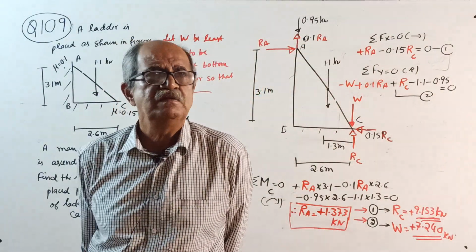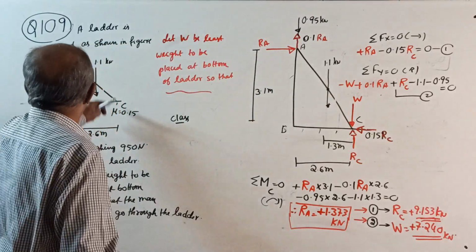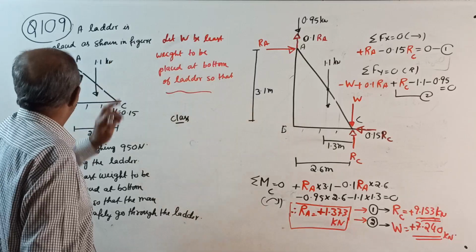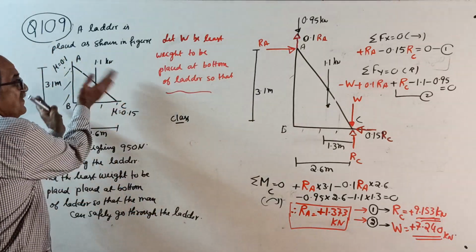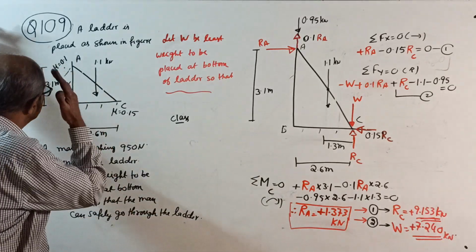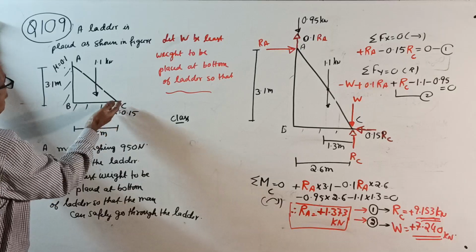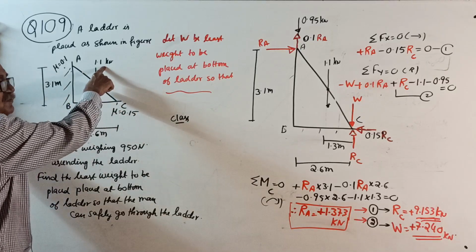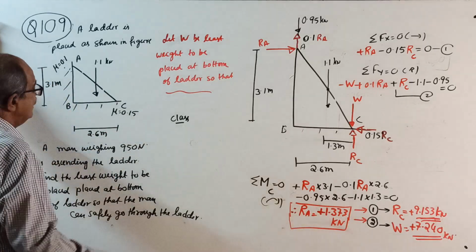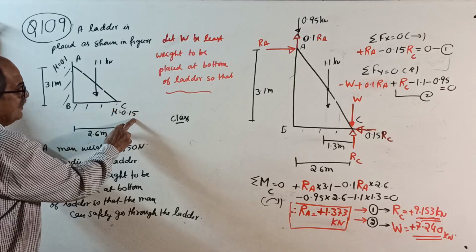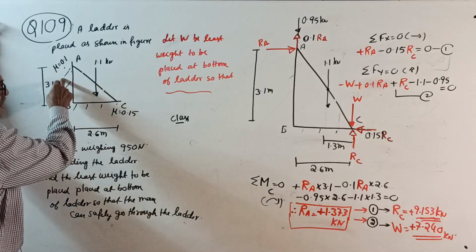Question 109. Next question. A ladder is placed as shown in the figure. Actually, this time I want the ladder on this side, so no words. I don't have to give words. See, understood. This is the weight of the ladder. 2.6 is given, 3.1 is given. Here the friction coefficient is 0.15, here 0.1. Both are rough.